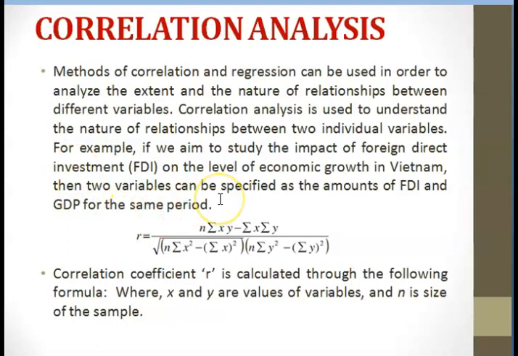So here I have given the example. If we aim to study the impact of foreign direct investment, that is FDI, on the level of economic growth in Vietnam, then two variables can be specified as the amounts of FDI and GDP for the period. This is the formula of the correlation analysis. The correlation coefficient is denoted as R, which is calculated through the following formula, where x and y are the variables and n is the size of the sample.